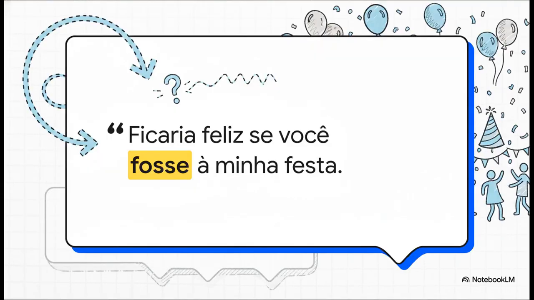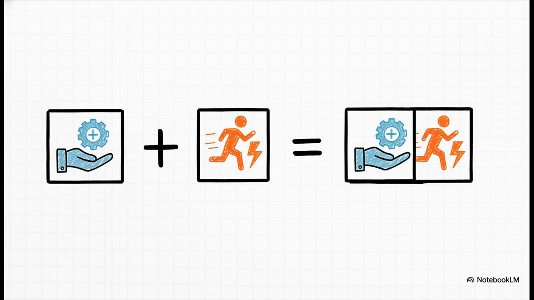And here it is, right in action. Se você fosse. If you went. This didn't actually happen, right? It's a condition. We're creating this little imaginary world where you go to the party, and in that world, I would be happy. Now, what if you want to say something even more complex?